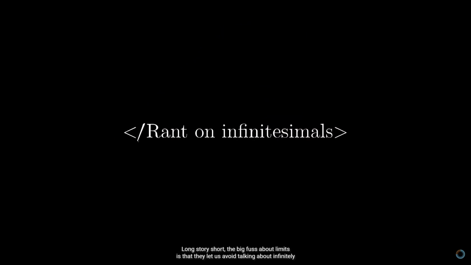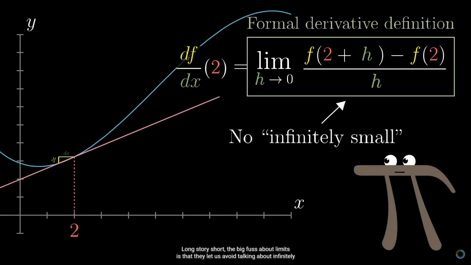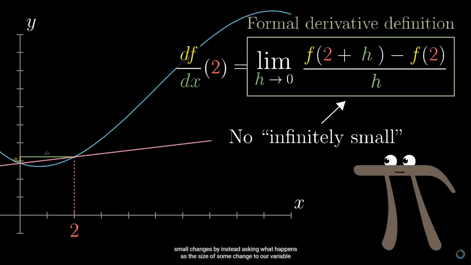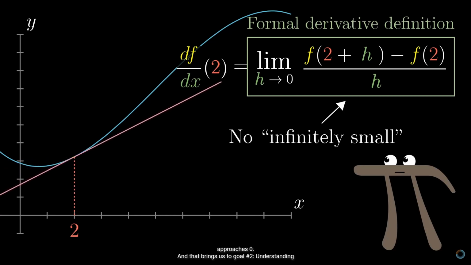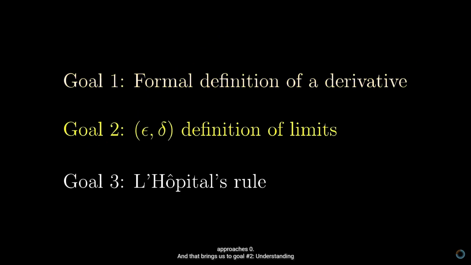So, long story short, the big fuss about limits is that they let us avoid talking about infinitely small changes, by instead asking what happens as the size of some small change to our variable approaches zero. And this brings us to goal number 2, understanding exactly what it means for one value to approach another.